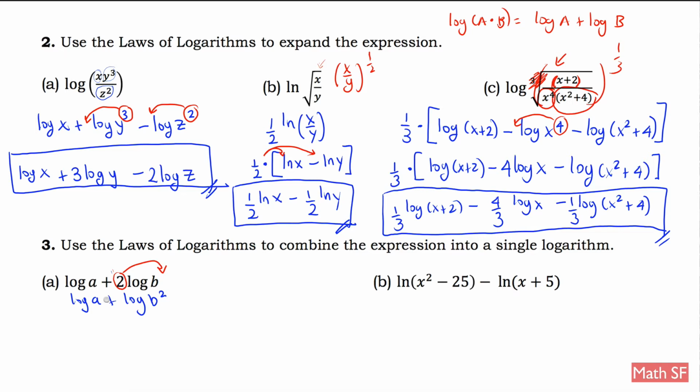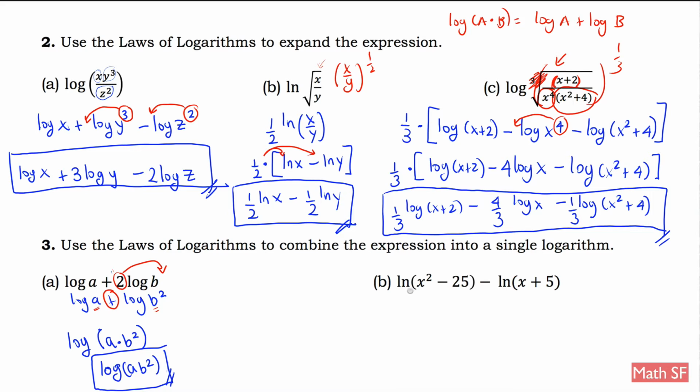Now this addition here implies that I need to multiply the inside parts. So I'm going to have log of, I could put parentheses, a times b squared. In other words, it will be log of parentheses a b squared. Okay, so this part is going to be done this way. Now let's do part B.